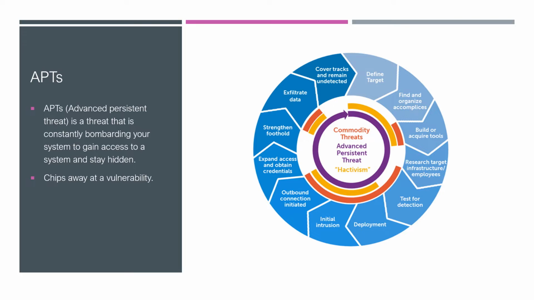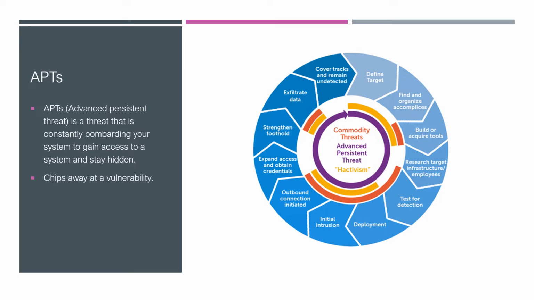So, an APT, or Advanced Persistent Threat, is a threat that is constantly bombarding our system to gain access to it, and it stays hidden. The way it does this is it chips away at a vulnerability, slips through, gains information, and increases its admin privileges, either laterally, vertically, or horizontally. Vertically goes up and down, horizontally it spreads out.